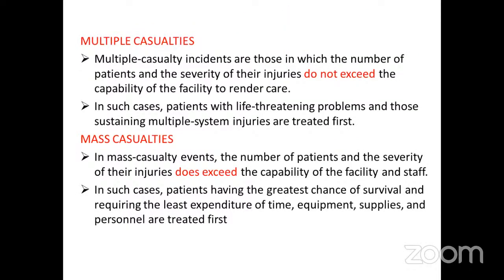We have multiple casualties and mass casualties. The difference between the two is that in multiple casualties, the number of patients and the severity of their injuries do not exceed the capacity of the facility. In such cases, patients with life-threatening problems and multiple system injuries are treated first. Coming to mass casualties, the number of patients and the severity of injuries exceed the capacity of the facility and the staff. In such cases, patients who have the greatest chances of survival and require the least expenditure of time, equipment, supplies, and personnel are treated first.